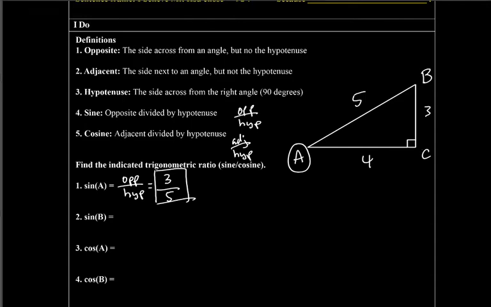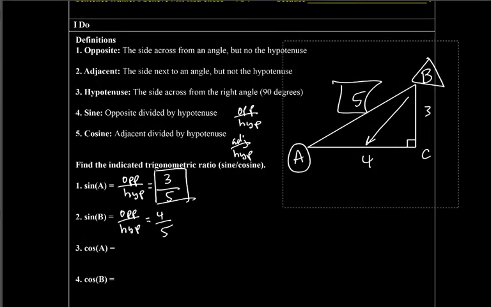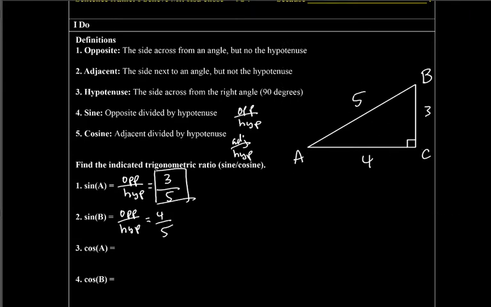Well, how about B? If we're looking at B, then it's a little bit different. Sine is still opposite over hypotenuse. But the opposite side is different now, because we're using B as a reference. Across from B is 4. The hypotenuse is still the same. It's still 5. So don't overthink this. Just think opposite, hypotenuse. Opposite, hypotenuse.